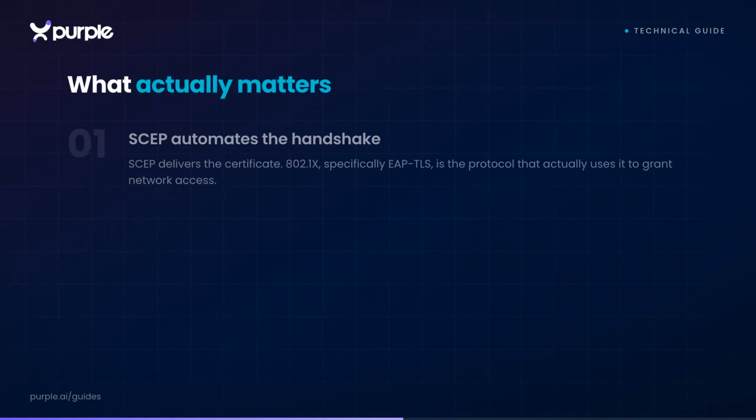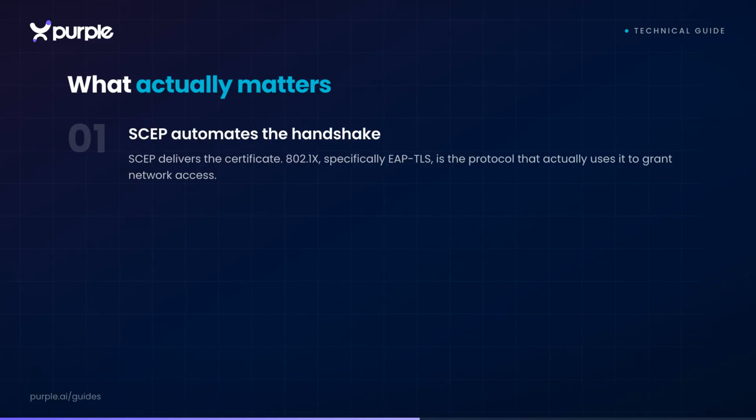SCEP automates the handshake, but 802.1x enforces the door. SCEP is only the delivery mechanism for the certificate. EAP-TLS is the protocol that actually uses that certificate to grant network access.